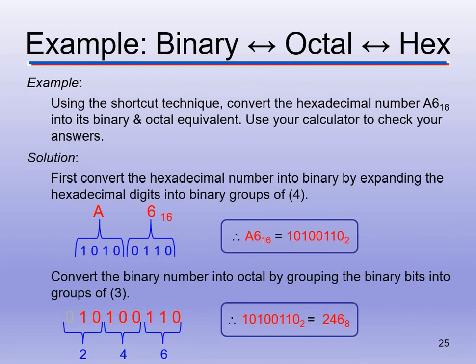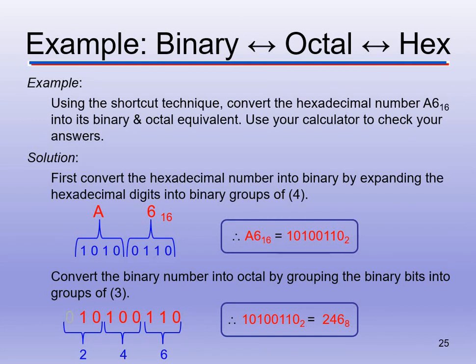That will give us our octal. So we're using the shortcut method here. So I can use 110, 100, and 010. 110 is equivalent to 6 in octal, 100 is equivalent to 4 in octal, and 010 is equivalent to 2 in octal. So that binary number 10100110 translates to 246 in octal.